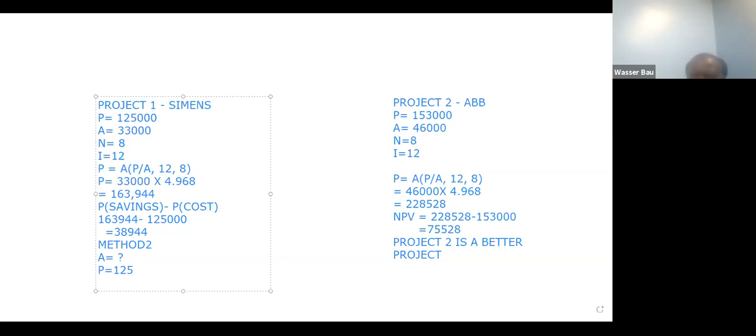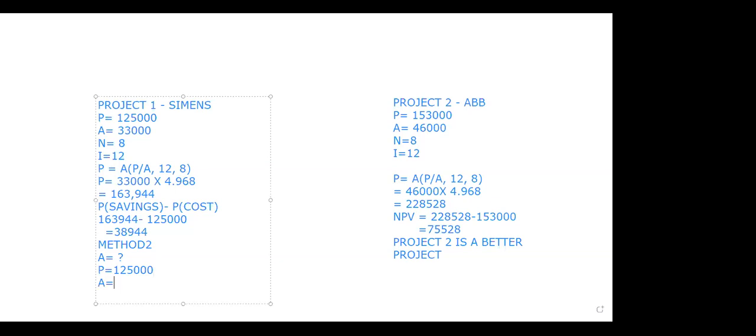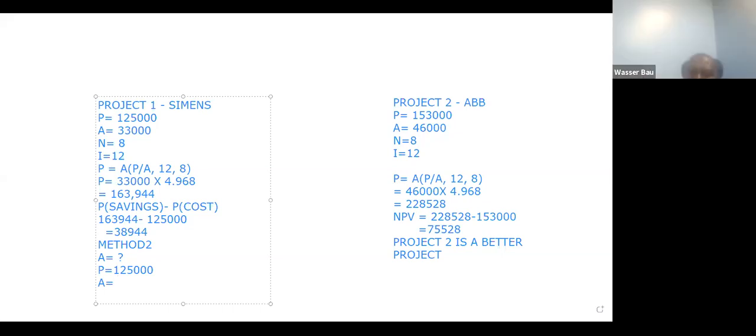I hope I'm not going to confuse you with this. We have finished solving the question, but I want to digress and show you how you can use another method to solve it. So the question now will be, what is the equivalent annual amount of this P, the cost? What is the A over P? Before we were talking about P over A. Now I'm talking about A over P at 12% at 8 years.